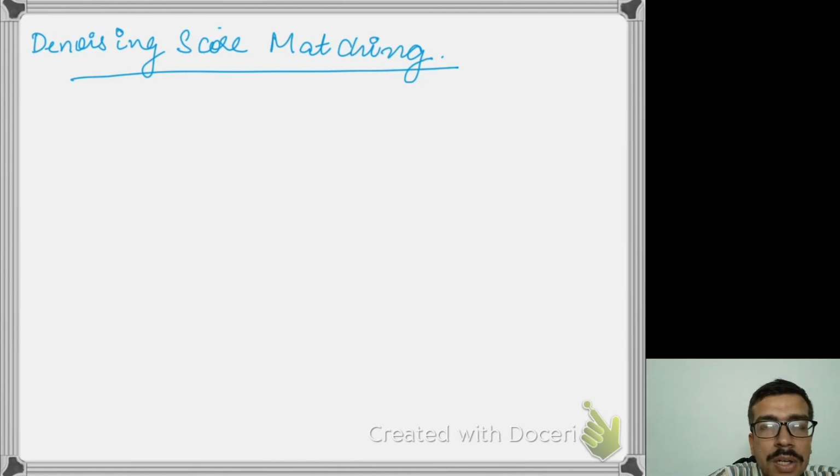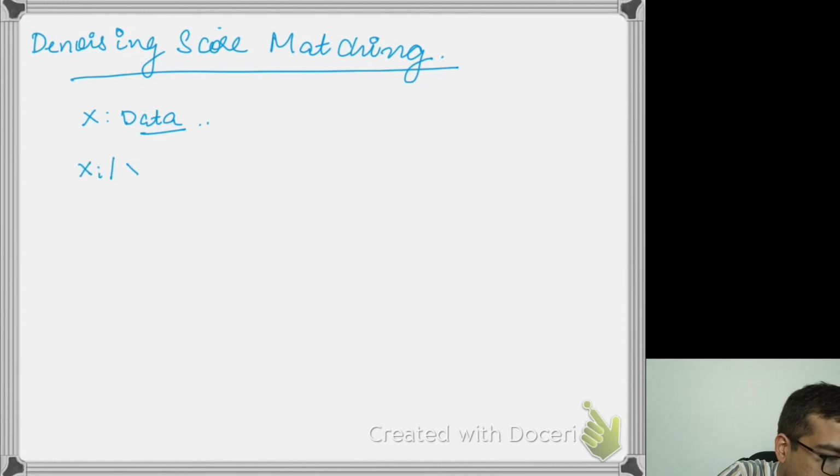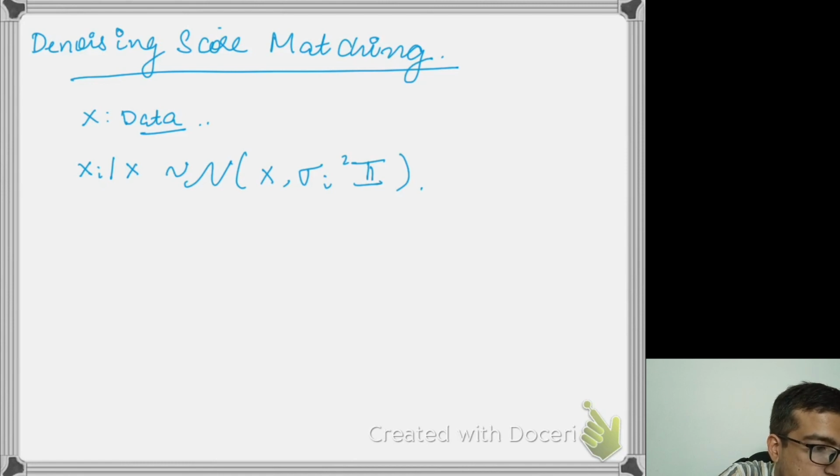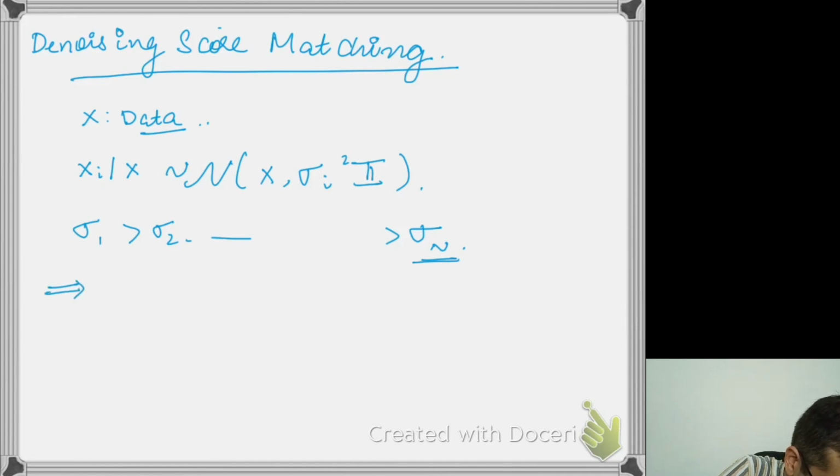Recall what we do here: let x be my data, and x tilde given x, I add some Gaussian noise to it with variance sigma_i squared. Essentially we have a sequence of these variance terms, where sigma_1 is greater than sigma_2, up to greater than sigma_n. So we learn different score models, one for each variance term.